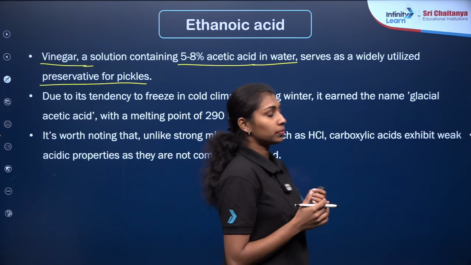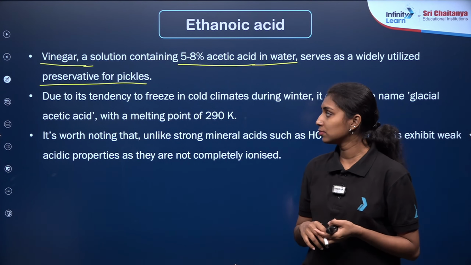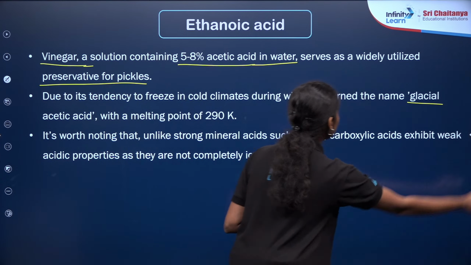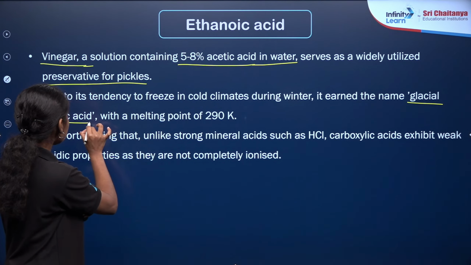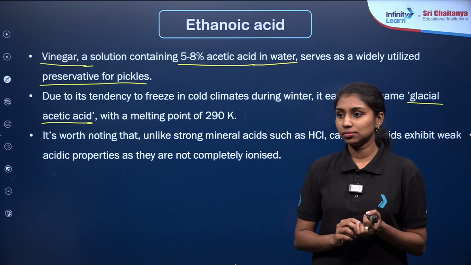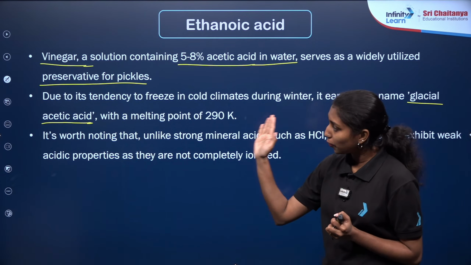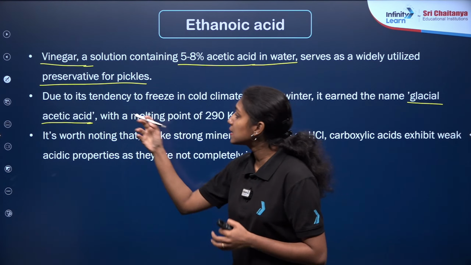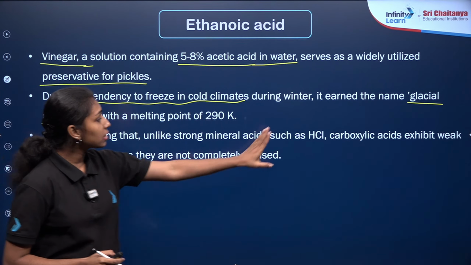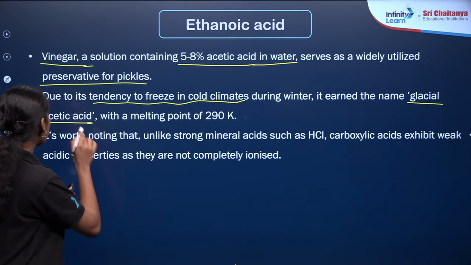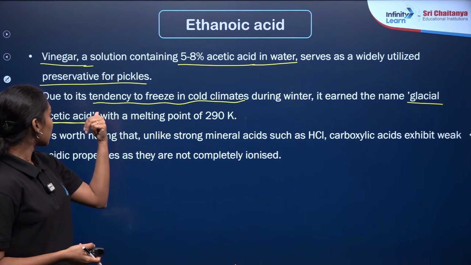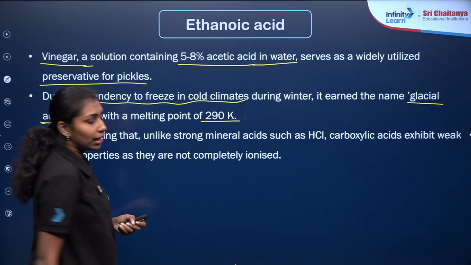Then what else? Are you familiar with the term glacial acetic acid? Yes. Acetic acid has a tendency to freeze in cold climates, right? That's why it is termed glacial acetic acid, because it freezes in very cold climates, with a melting point of 290 Kelvin. Clear?